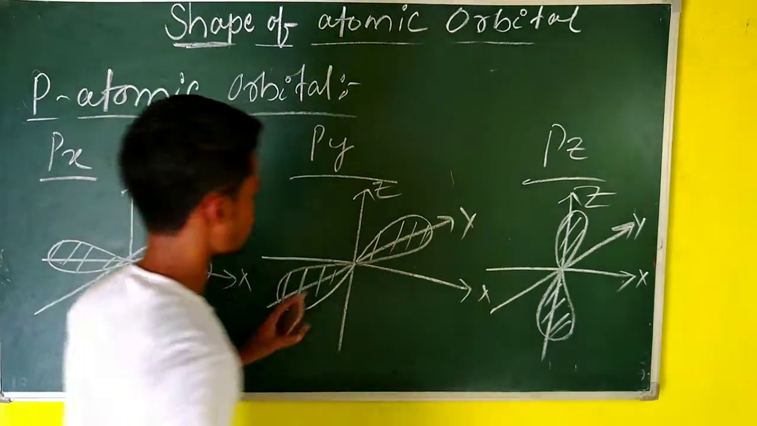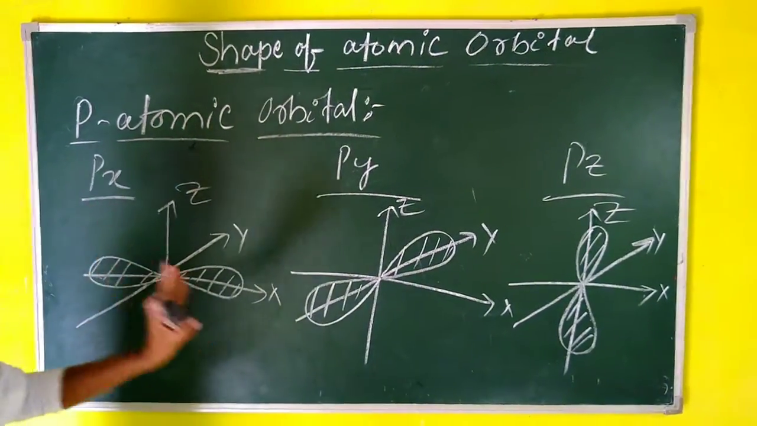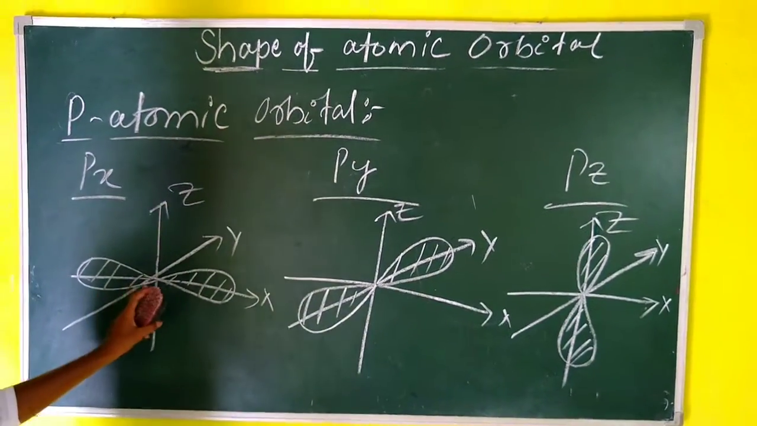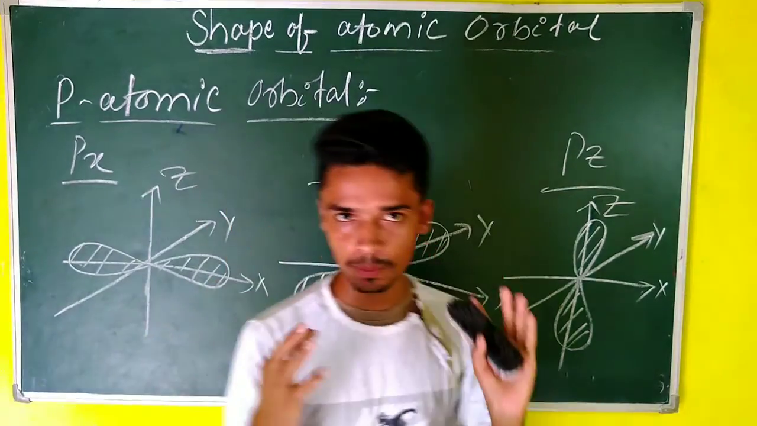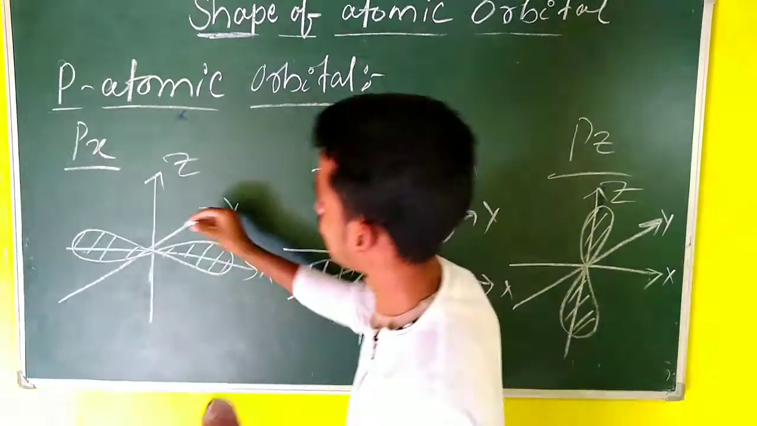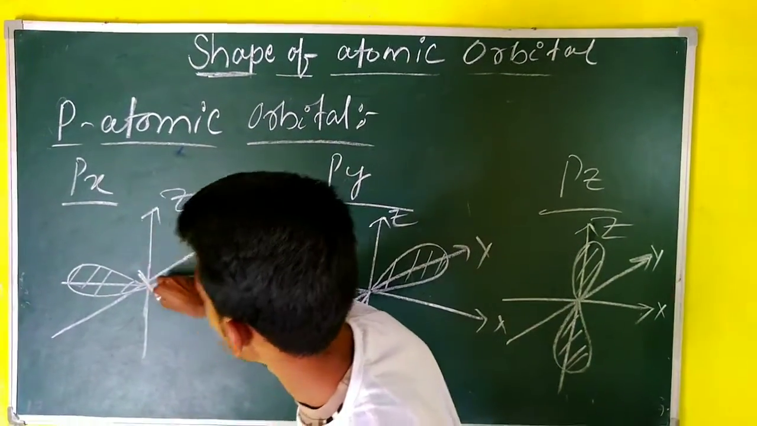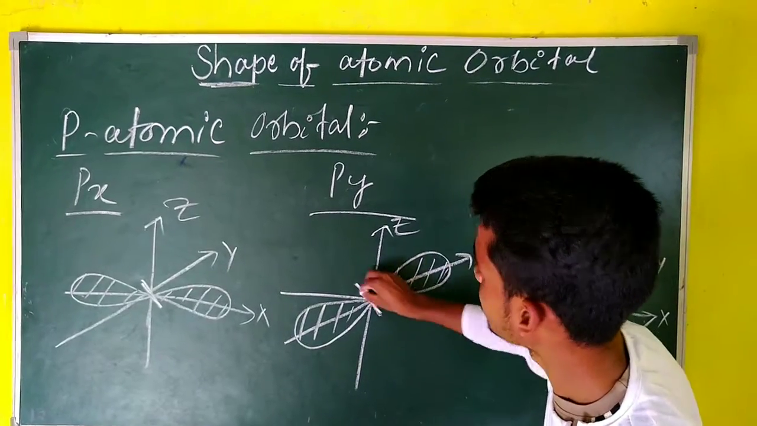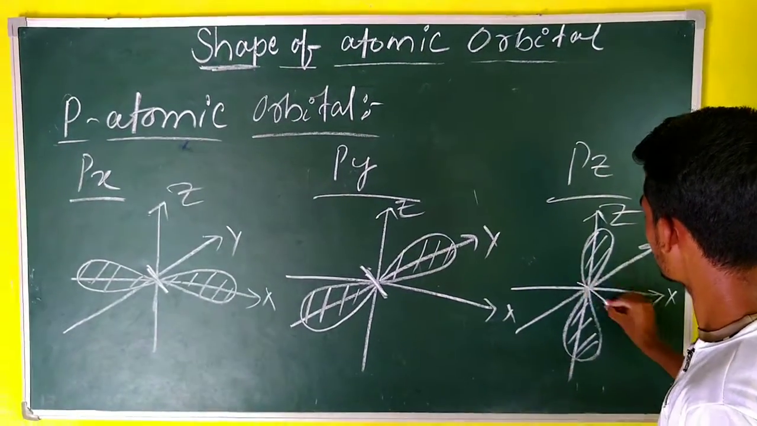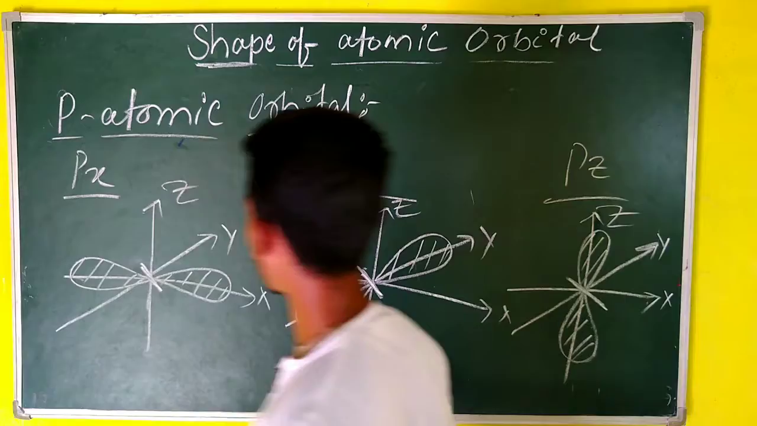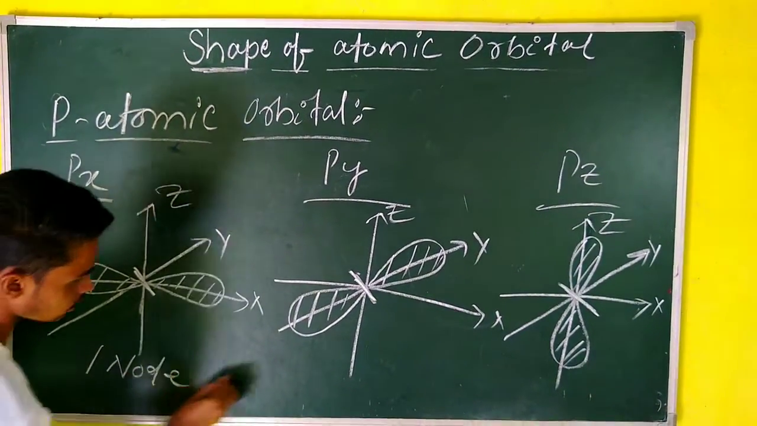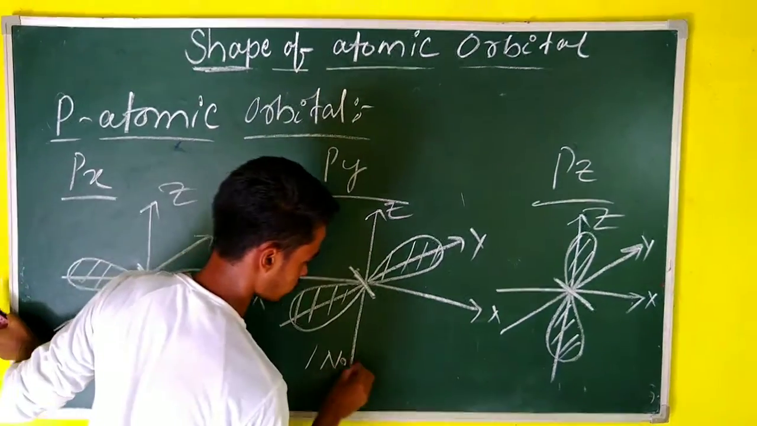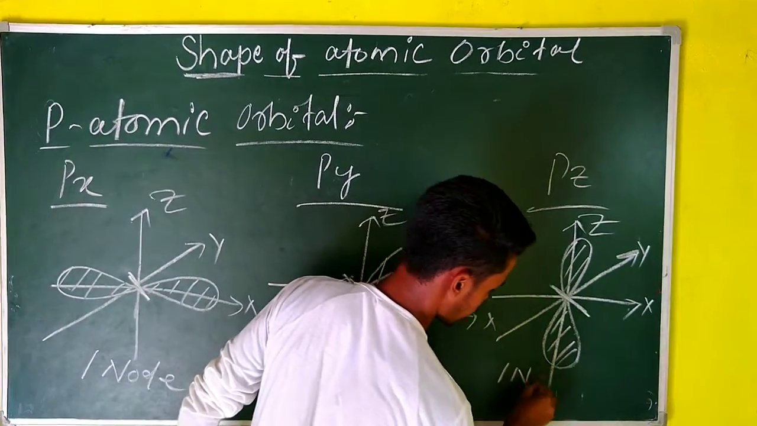And students, there are 2 lobes, meaning one dumbbell shape is present in P atomic orbitals, and one node is present in the P atomic orbital shape. In this also one node. In this also one node.